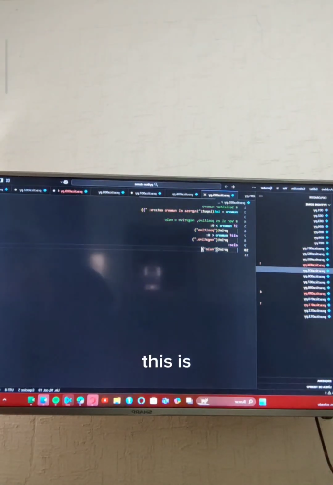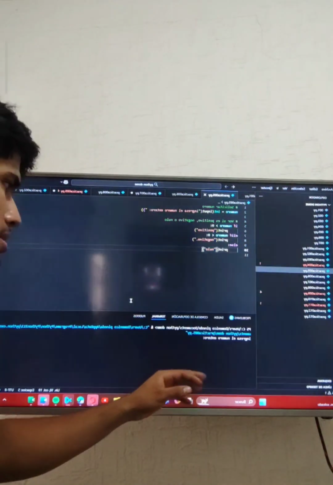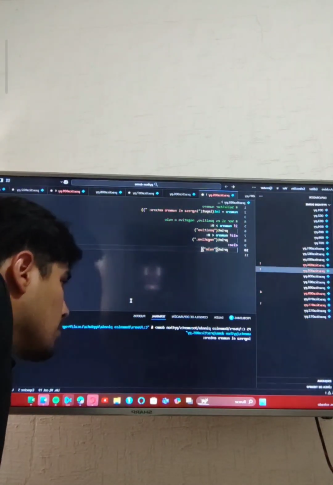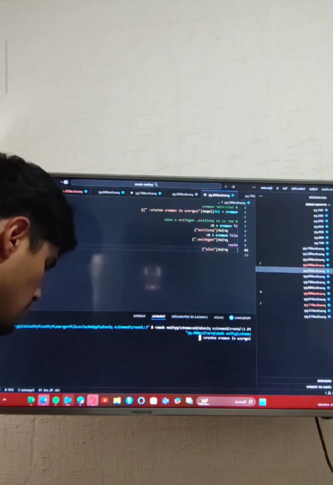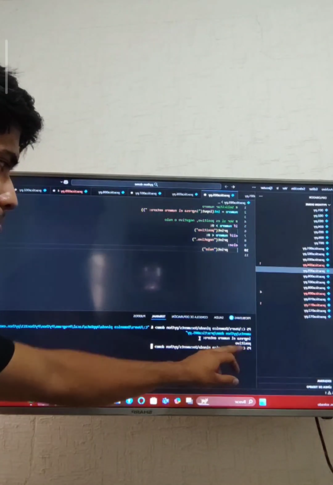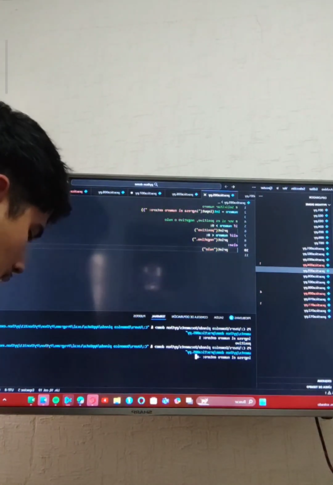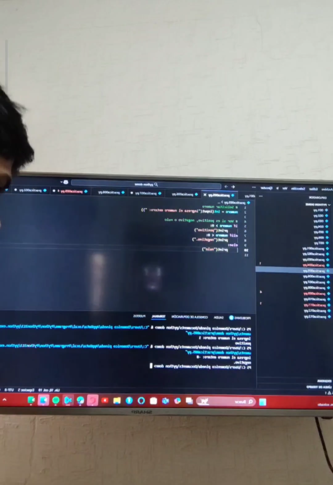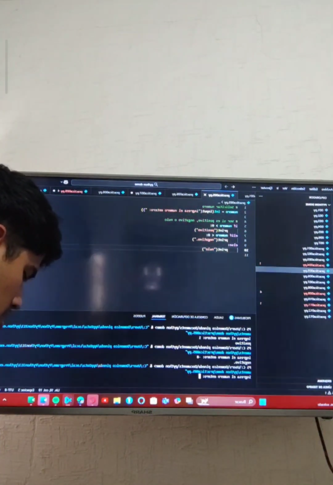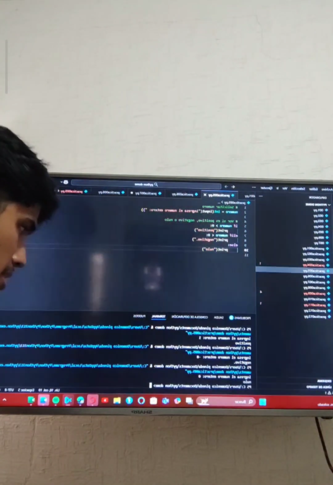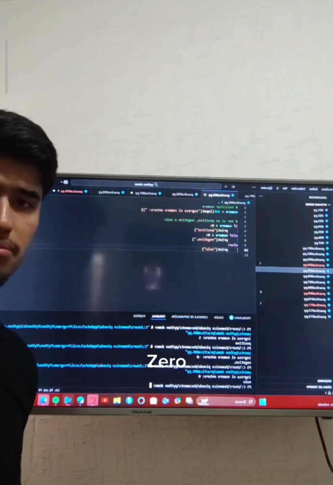This is an example: integer number 1 is positive. Integer number minus 1 is negative. And integer number 0 is 0.